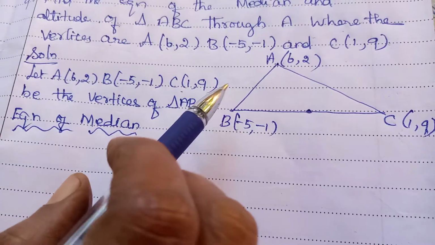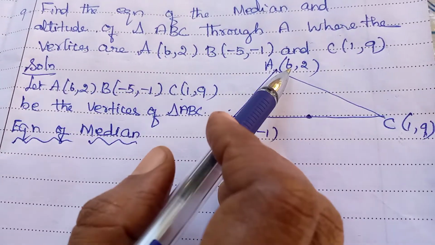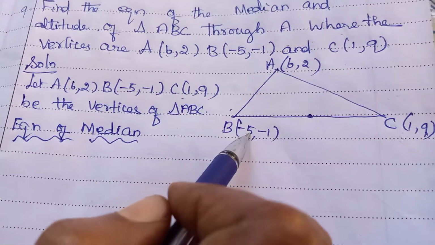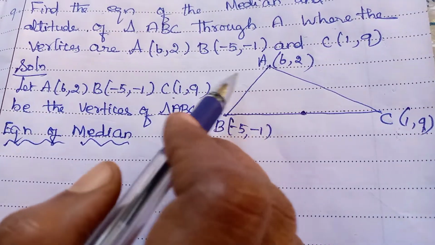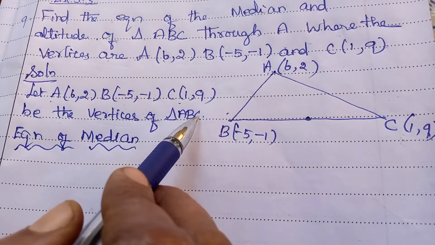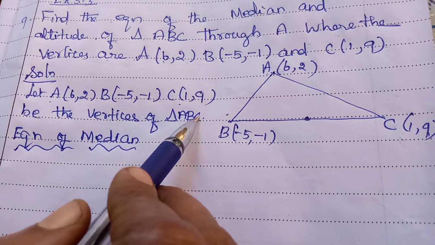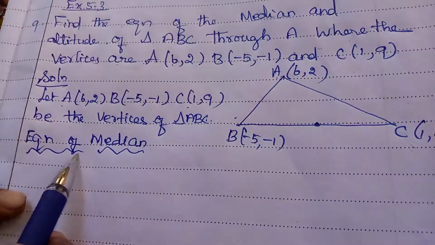Okay, let's draw the triangle ABC and name it: A of 6 comma 2, B of minus 5 comma minus 1, C of 1 comma 9. It is given. Okay, so let ABC be the vertices of the triangle. We have two questions: the equation of the median and the equation of the altitude. First we are going to find the equation of the median.